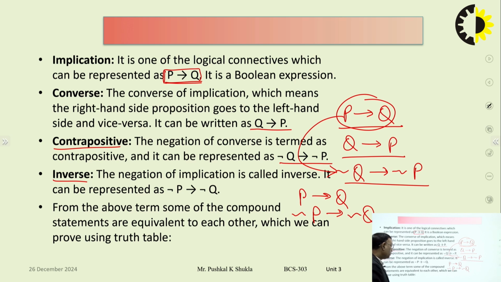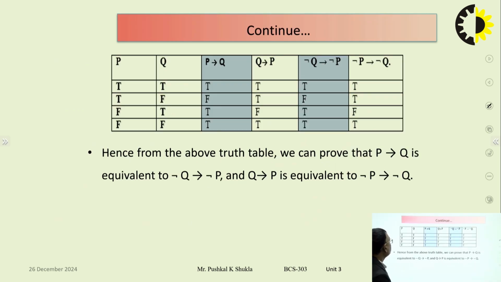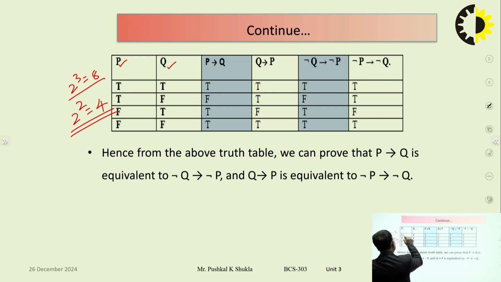From the above terms, some of the compound statements are equivalent to each other, which can be proved using a truth table. Here P and Q are the two propositions, so total possible combinations are 2 power 2, that is 4. Suppose 3 propositions are there, then 2 power 3, total 8 possible ways to represent through the truth table. So with 2 propositions, 2 power 2, that is 4 possible combinations: true true, true false, false true, and false false. P implies Q is true if both statements are true.